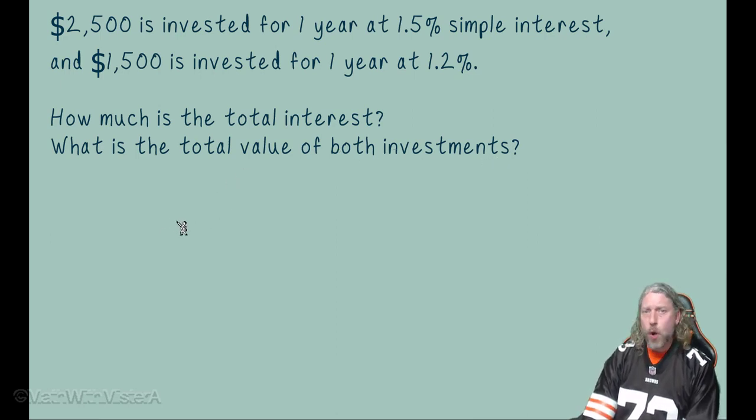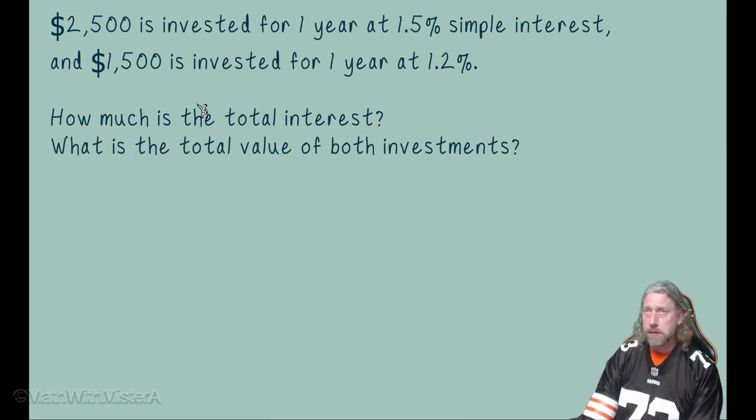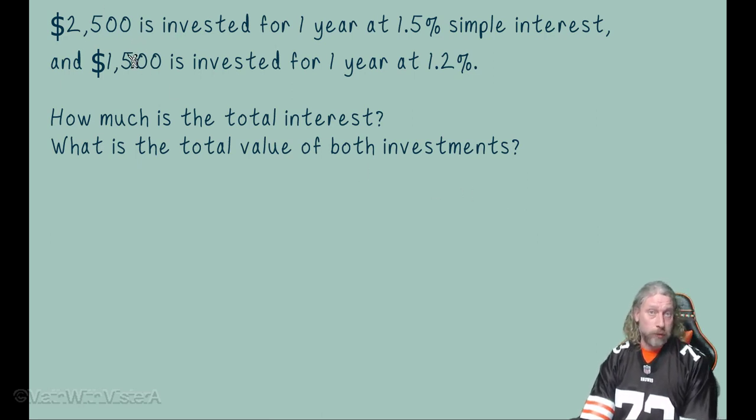So it looks like we have a total of $4,000 being invested here, split up into one investment of $2,500 and a different investment of $1,500. So those two amounts added together equals that original $4,000. So for our total value of both investments, we're hopefully going to see that we get a result that's above $4,000 because that was just our original principal.